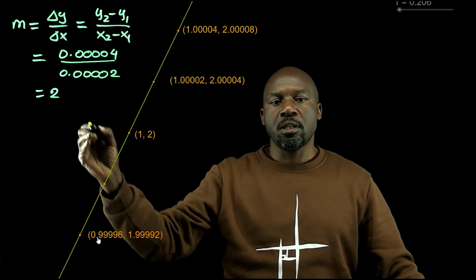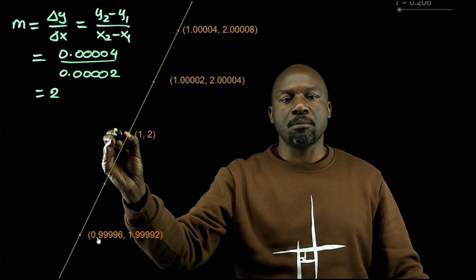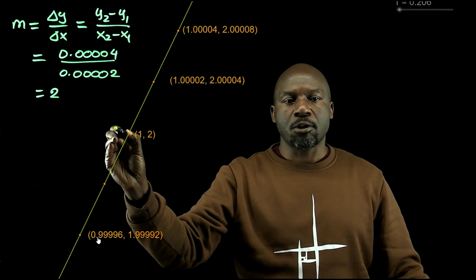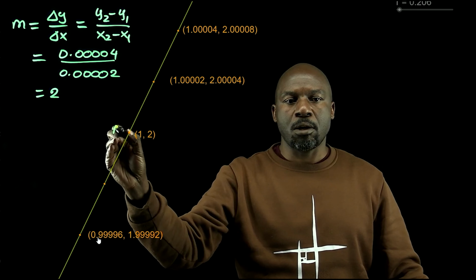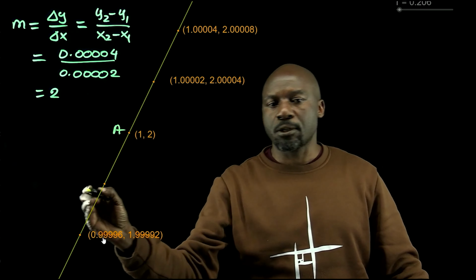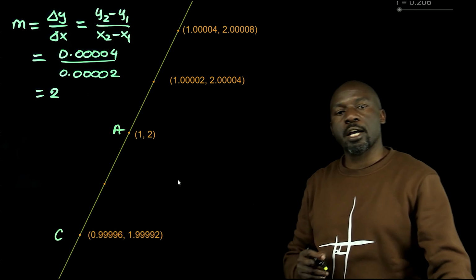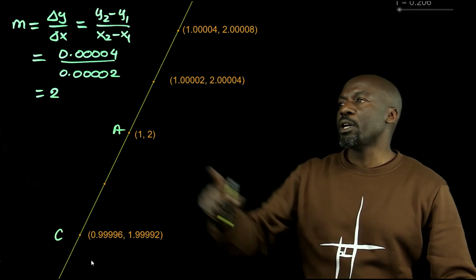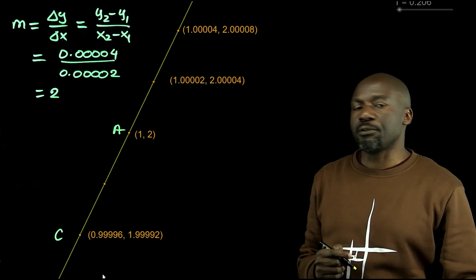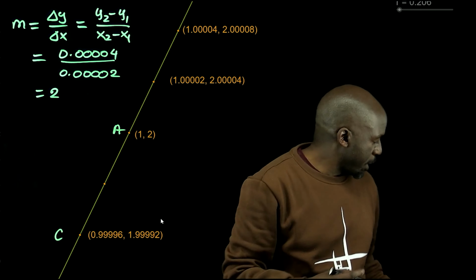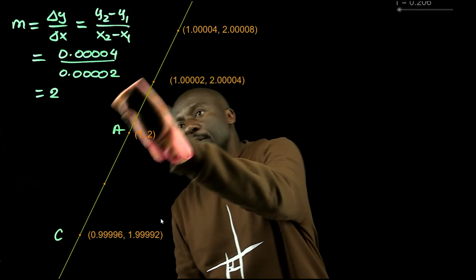So just pause the video and try to confirm that point. Let's call this point A, and let's call this point here C. I would like you to try and find the gradient and confirm that you find the same gradient of 2, okay? All right, let's continue on.